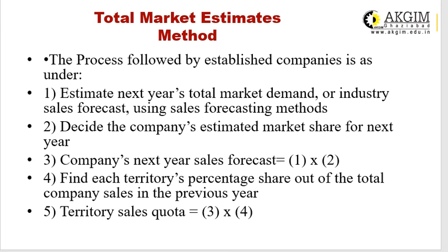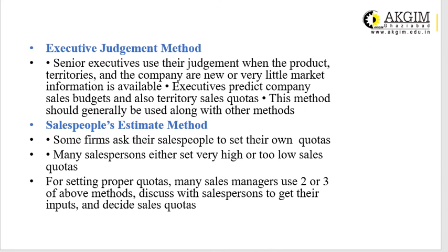Then we have the executive judgment method. So I think everybody knows who is an executive judge. Mostly the senior executives use their judgment when the product, territories and the company are new or very little market information is available. Executives predict the company sales budget and also territory sales quotas. This method should generally be used along with other methods.